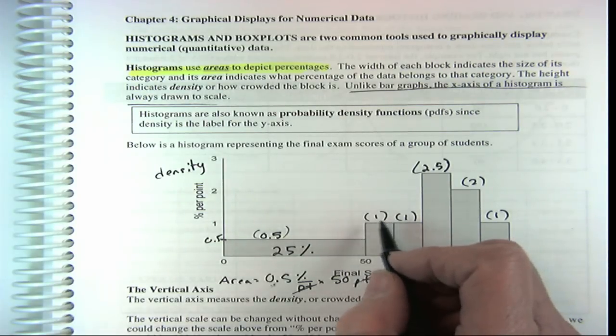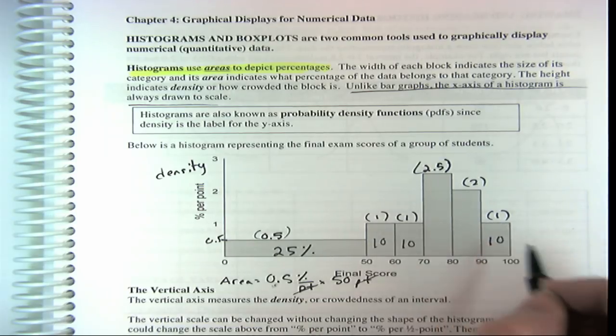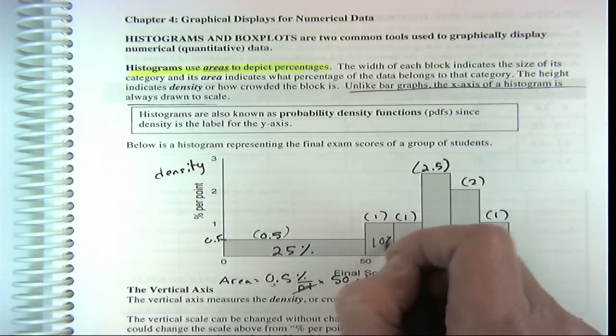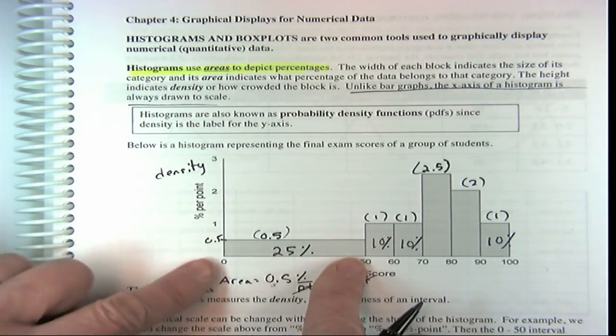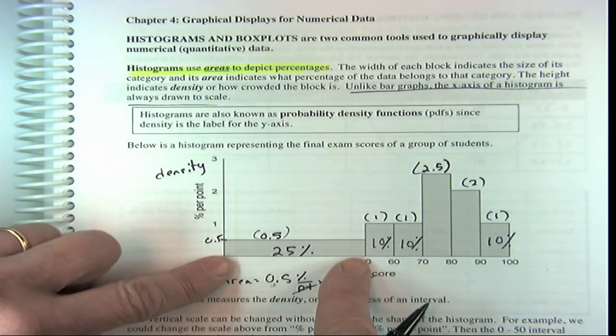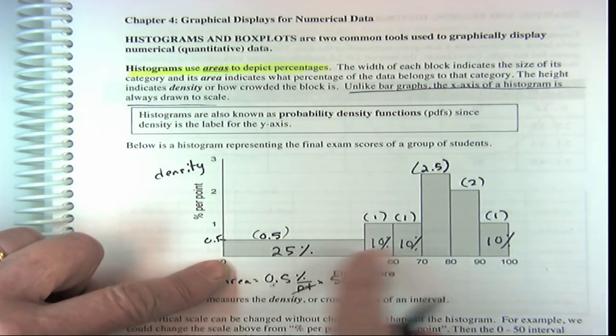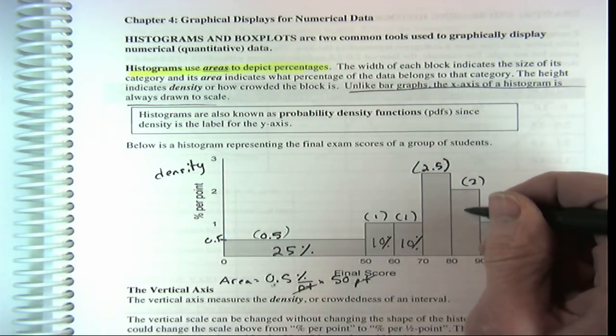1 times 10, 1 times 10, and this is 1 times 10. That makes sense because look, they're all the same size. This one, if you stood it up, should be 2.5. You could see that this area is 2.5 times the area of that. Okay? So what's this one?